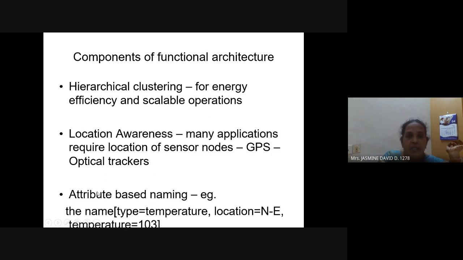The third one is attribute based naming. For example, it describes for what particular operation the sensor was designed. Here it's temperature, and the location is northeast, and now the temperature is equal to 103. Likewise, the information will be given. That is attribute based naming.